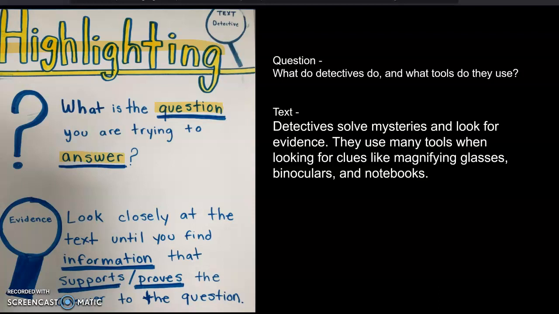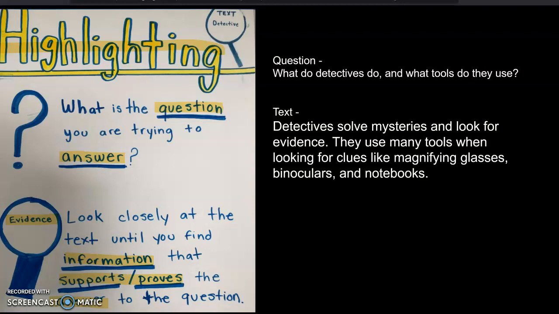We have to look closely at the text until we find information that supports or proves the answer to our question that we have previously asked. That's going to be our evidence. So just like detectives, we are going to use tools to solve the questions that we're asking.